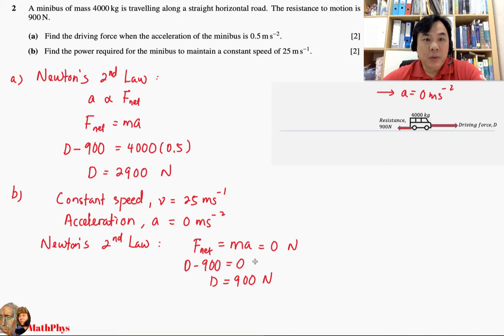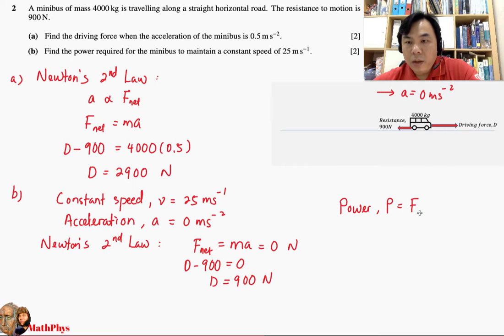The second part for B is we are asked to find the power required. Right now, the power, using the formula for power, P is given by the force multiplied with its instantaneous speed in this case. Now, the force that we are referring to here is the driving force because that's the force that is going to be produced by the minibus.